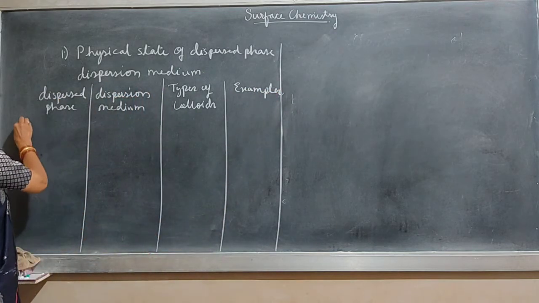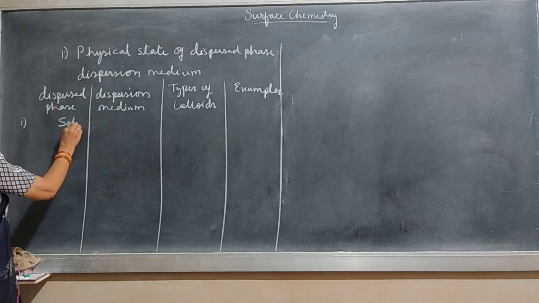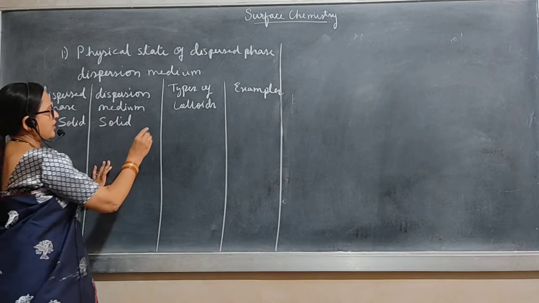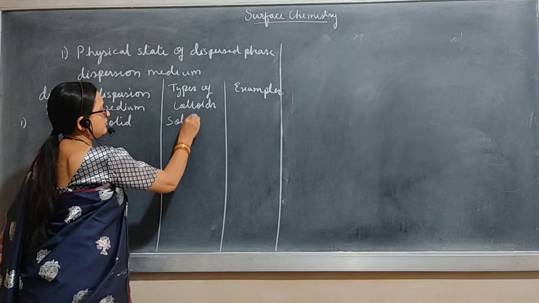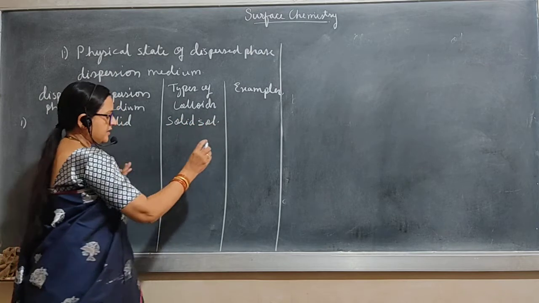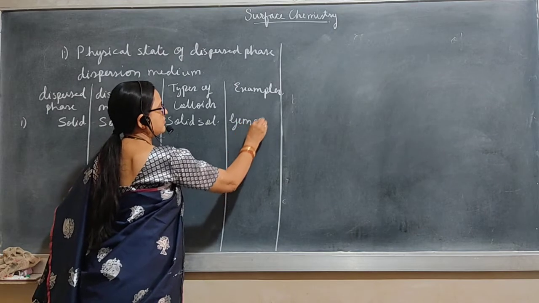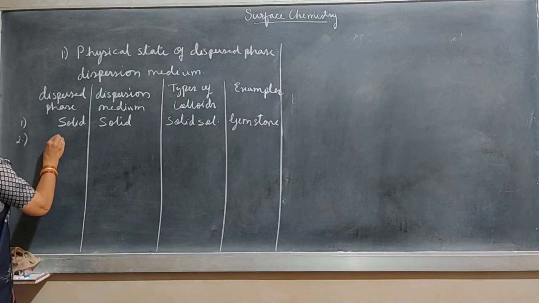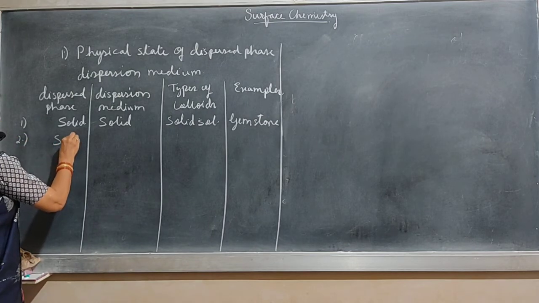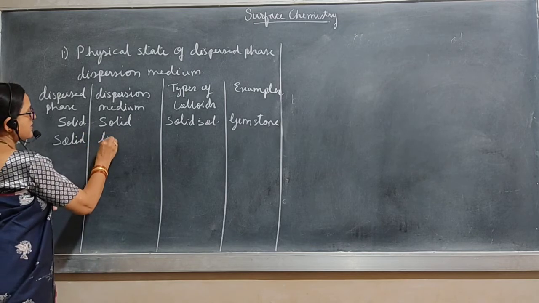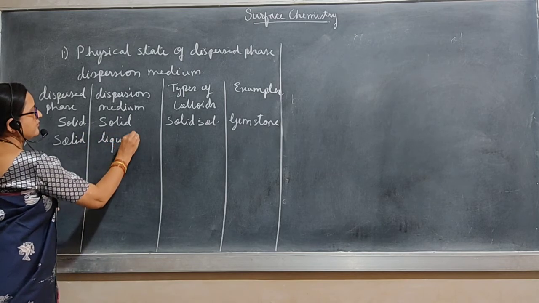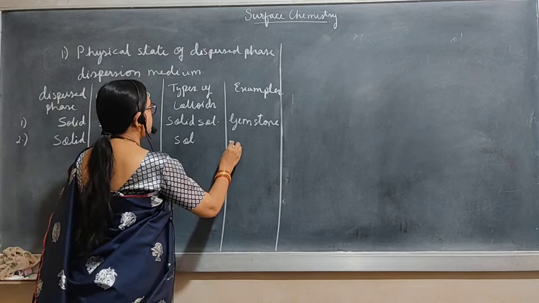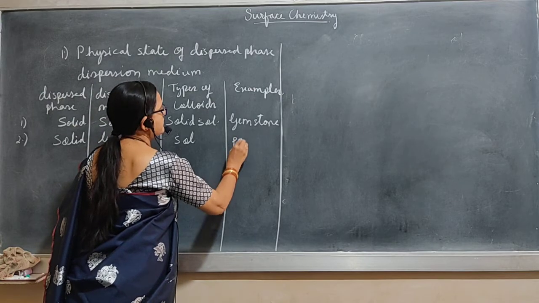Let us go with the first one. If dispersed phase is solid and dispersion medium is also solid, such kind of colloids are called solid sol. You can take an example of gemstone. If dispersed phase is solid and dispersion medium is liquid, then it is called sol. For example, you can take paint, ink.